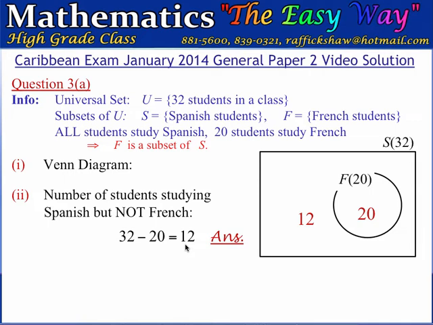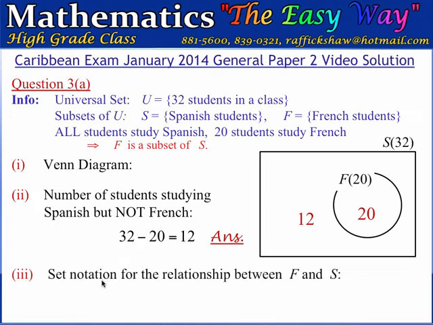And so 12 is the answer here. The third part wants us to write the set notation for the relationship between set F and set S, that is the French students and the Spanish students. We have already indicated that F is a subset of S because all the students in the class study Spanish, and only 20 students study French. It means that F is a subset of S. And the set notation for that is this. This means F is a subset of S. And so that's the answer for that part of the question.